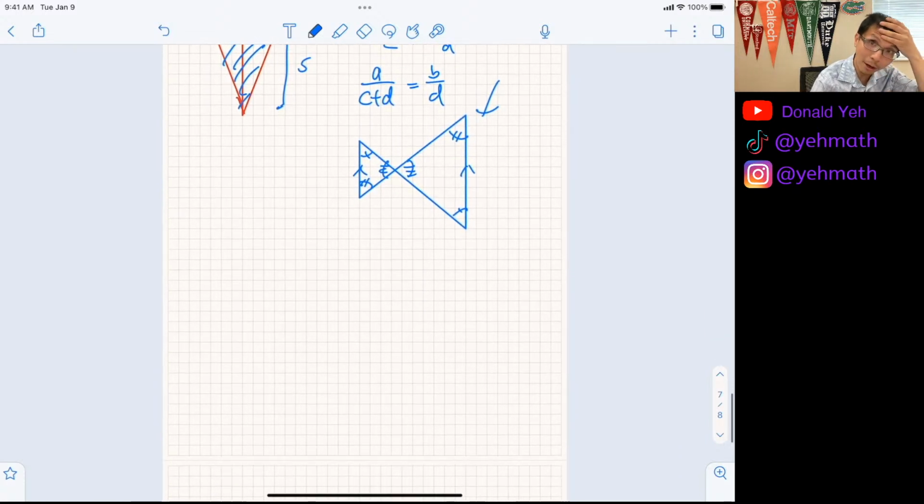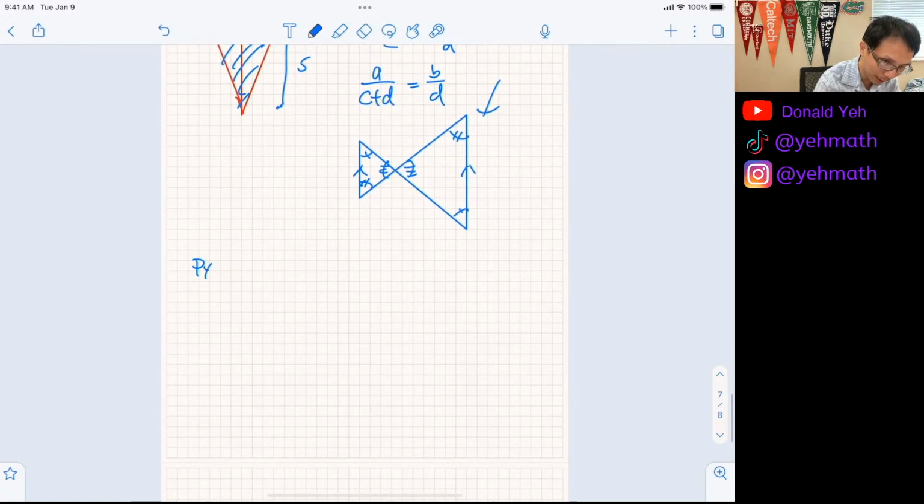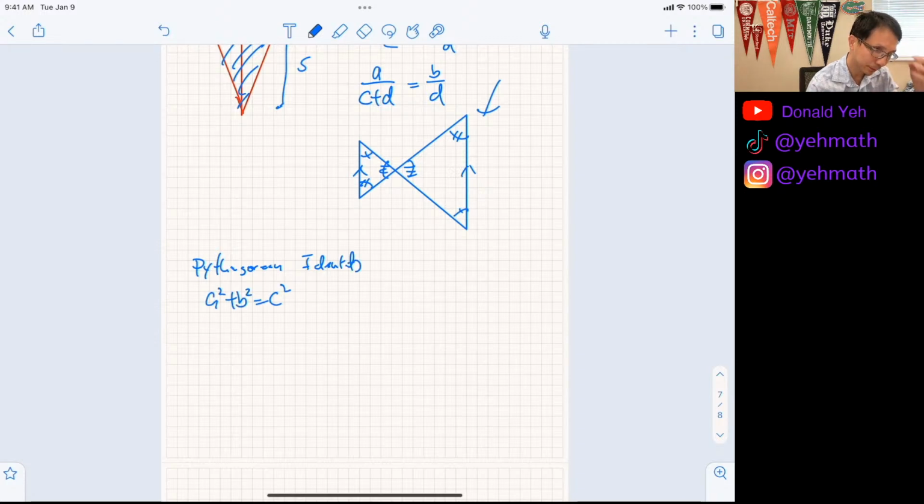I want to talk about two more things. Pythagorean identity: A squared plus B squared equals C squared. Very, very important for related rates. You're going to see a lot of questions on the Pythagorean identity. The last one is the trig ratio. Related rates, which is tomorrow we're going to do it.